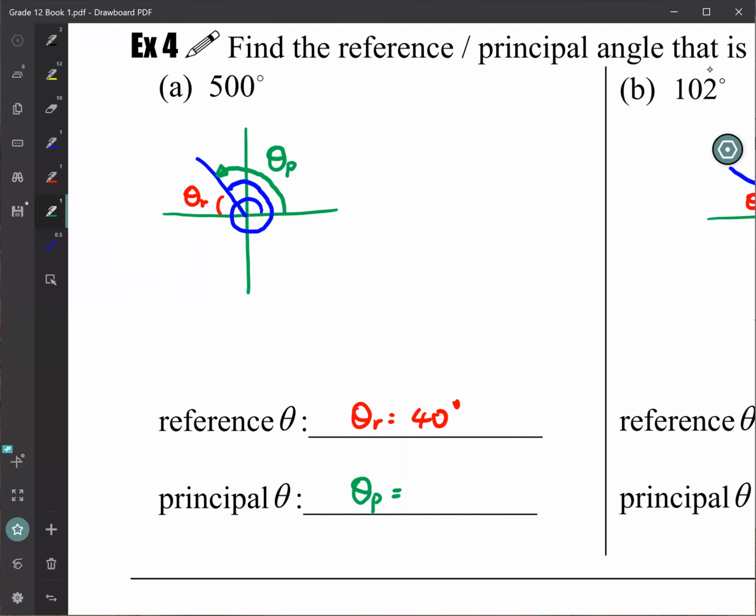Kelly? 140 degrees. That's 140, right? So you can see that it has to do with the 40 degrees. They add up to 180. It'll become a straight line. Okay, so next one, let's go to B.